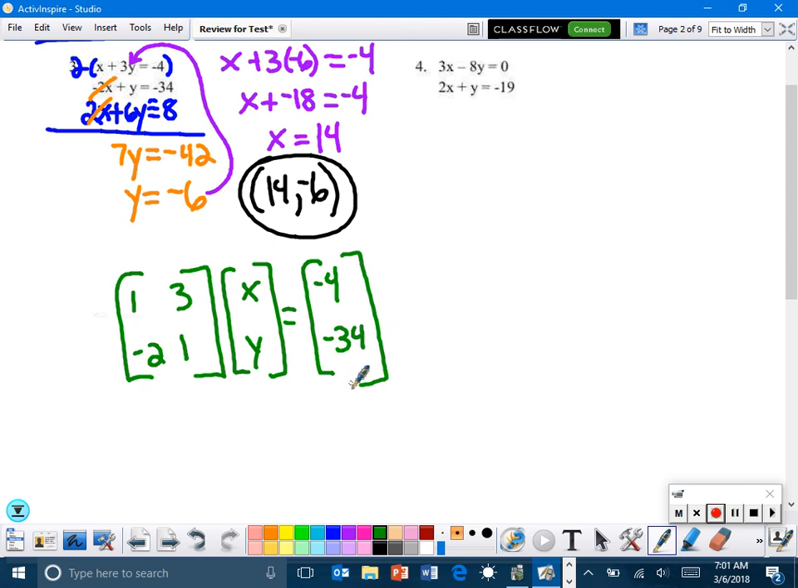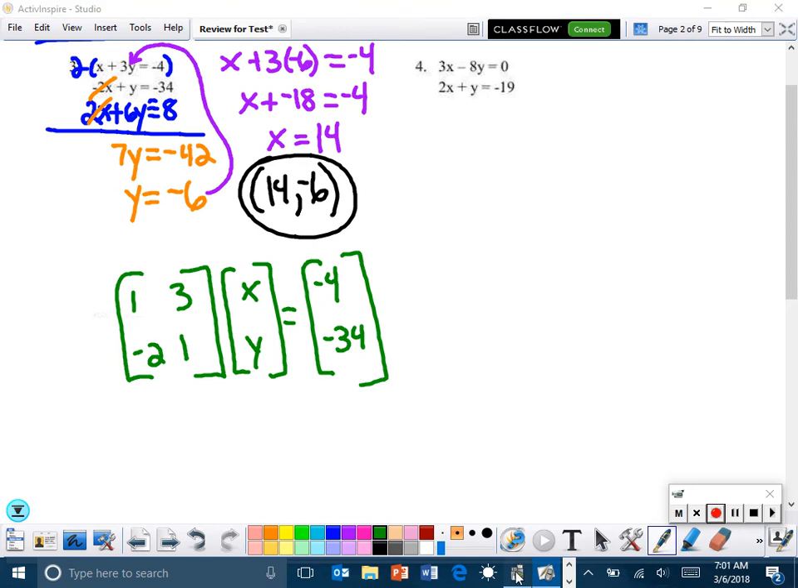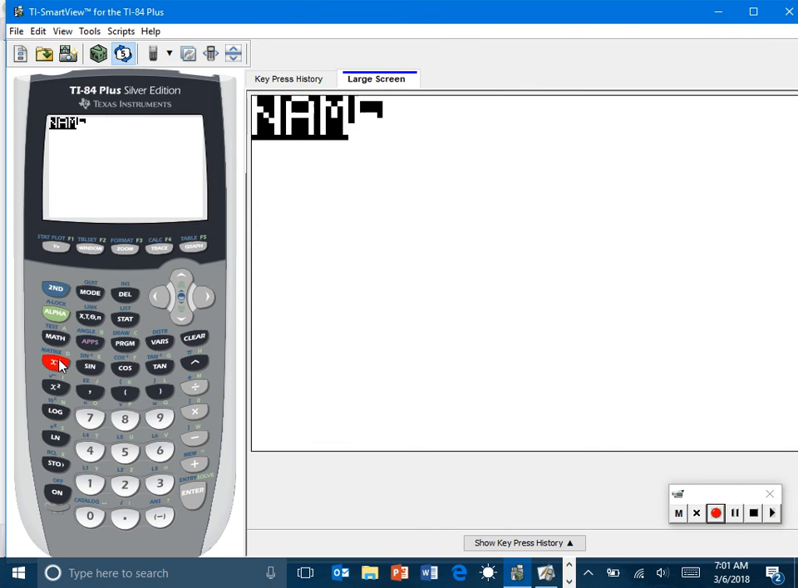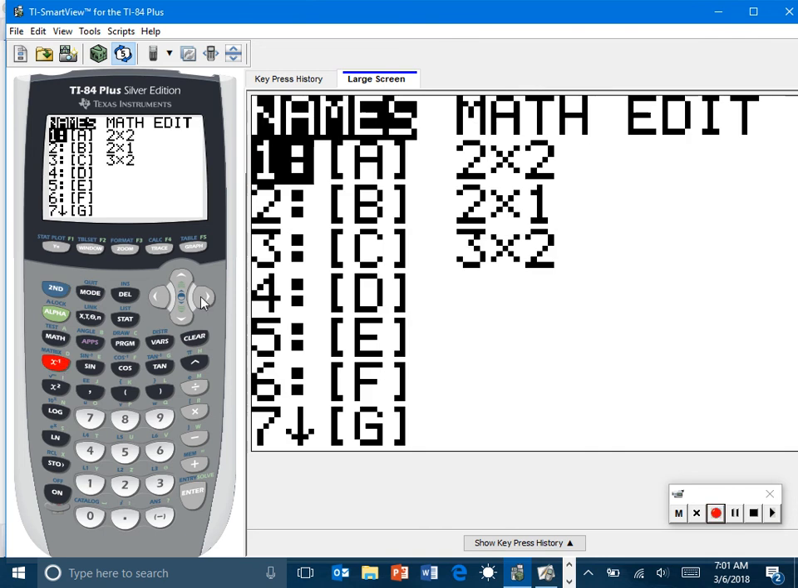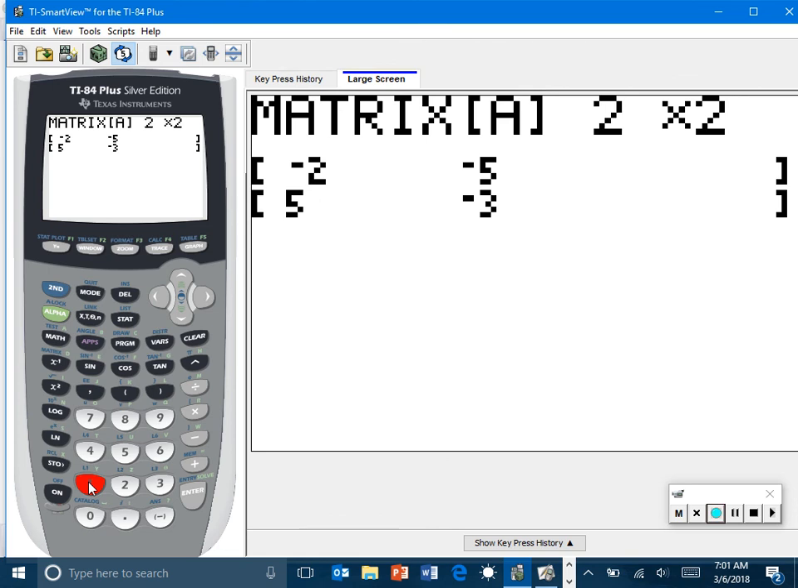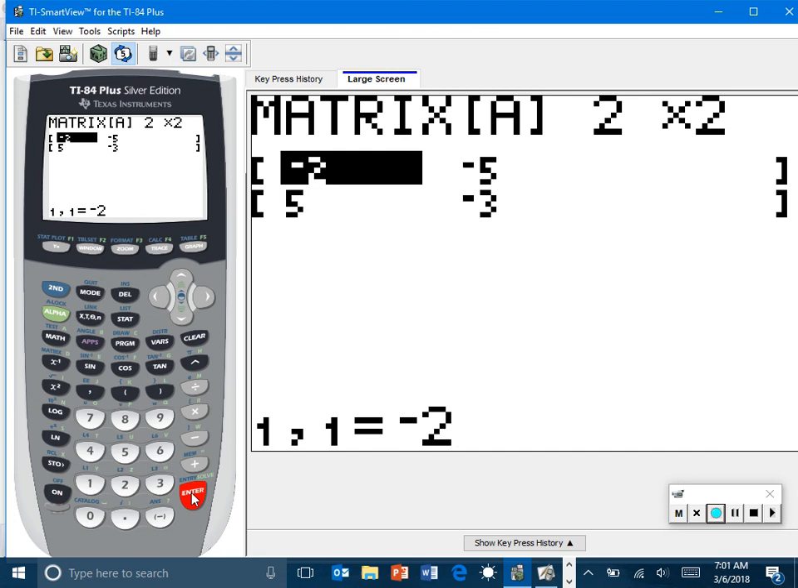Okay, that's it for your work. That's what you've got to show. Now we're going to type it into the calculator, so let's run through that. Go to your matrix. Remember, go to Edit, number 1, and this is a 2 by 2. And now I'm going to type the numbers in.